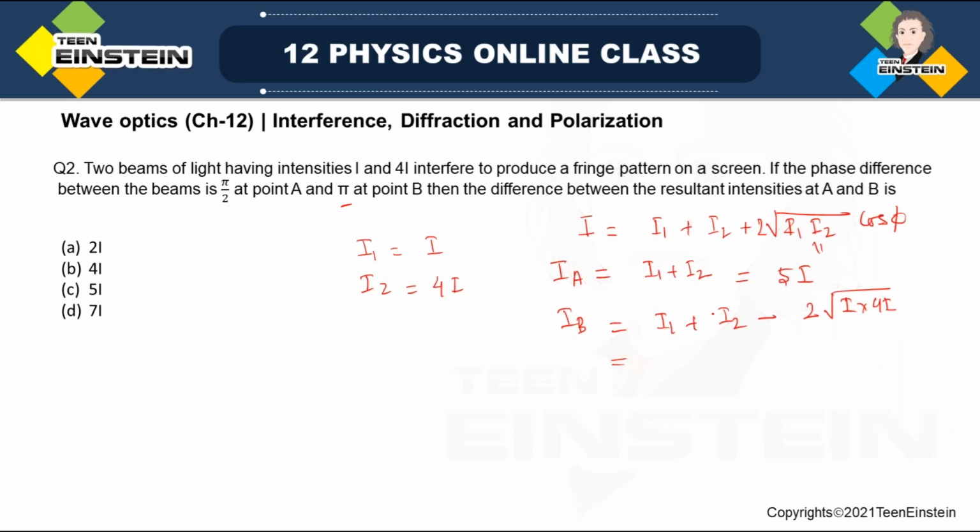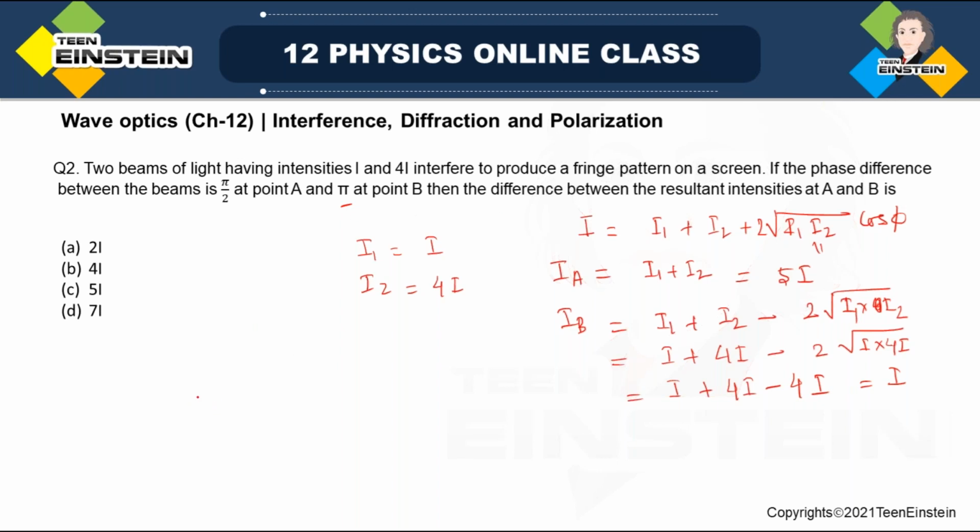Then you get I2; I1 is I. Let me write first this I1 and I2. So this is 4I minus 2 into I into 4I. That means the 4 will give you 2, right? Minus 4I here. So it will be only I.